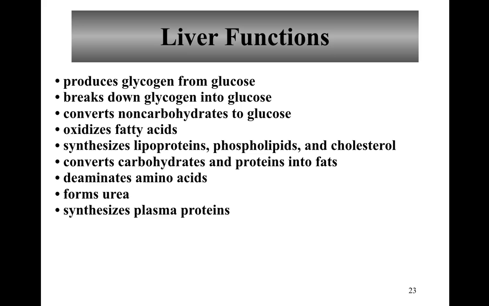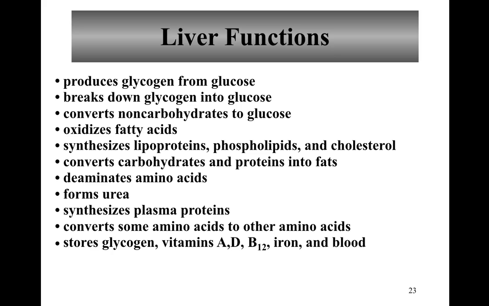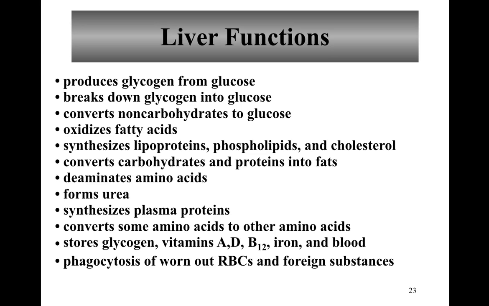Synthesizing various plasma proteins, which we talked about in the chapter on blood. Converting amino acids from one type to another. Sometimes we don't get the right kind of amino acids in our diet to build the proteins that we need, so sometimes our liver can convert amino acids from one type to another type. Storing glycogen, as we mentioned earlier, but also storing vitamin A, vitamin D, vitamin B12, storing iron, and also storing some blood. Breaking down old red blood cells through phagocytosis or detoxifying foreign substances is another function of the liver.